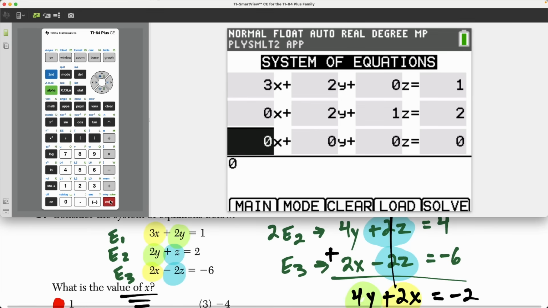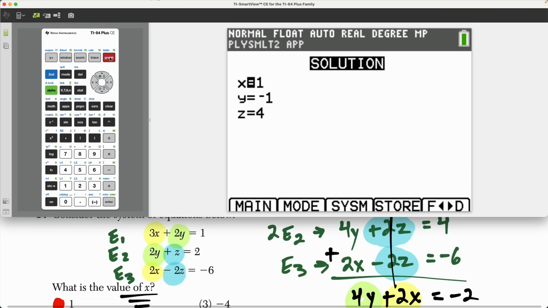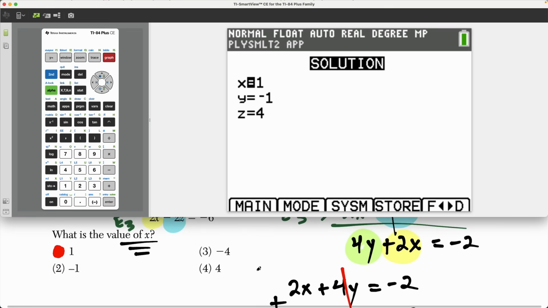Press enter. And then I have 2x. No y term here. And then I have minus 2z. So I could press subtraction here and then enter and then put my 2 like this. And then negative 6 is the value at the end. And now I press graph to solve this. And see how I get x equals 1, y equals negative 1, and z is equal to 4. That's probably why all these other values are showing up here. Let's say a student accidentally solves for the wrong value and they forget to put x down.